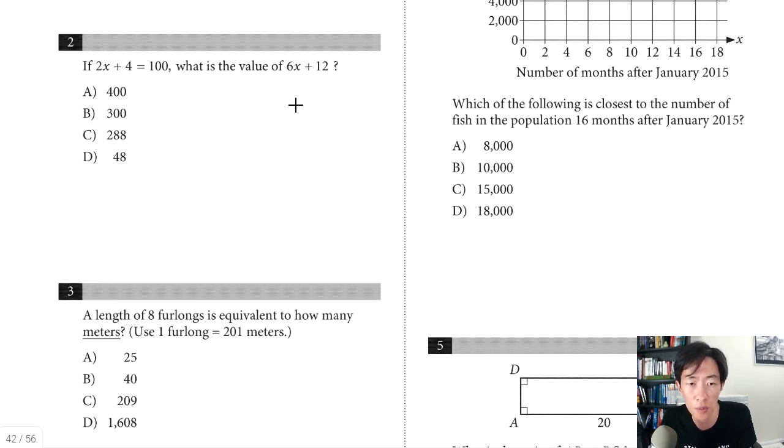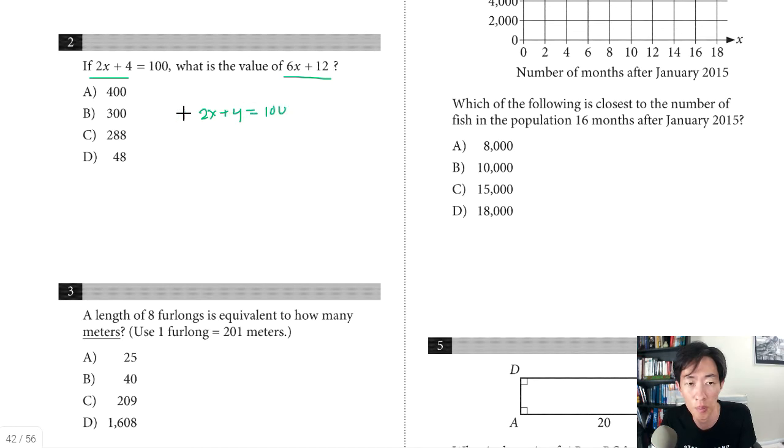So you want to ask yourself, why in the world would they want you to find the value of 6x plus 12? Well, if you look at it, it's very closely related to 2x plus 4, because if you multiply this all by 3, you'll get 6x plus 12. So let's do that. We can rewrite it here.